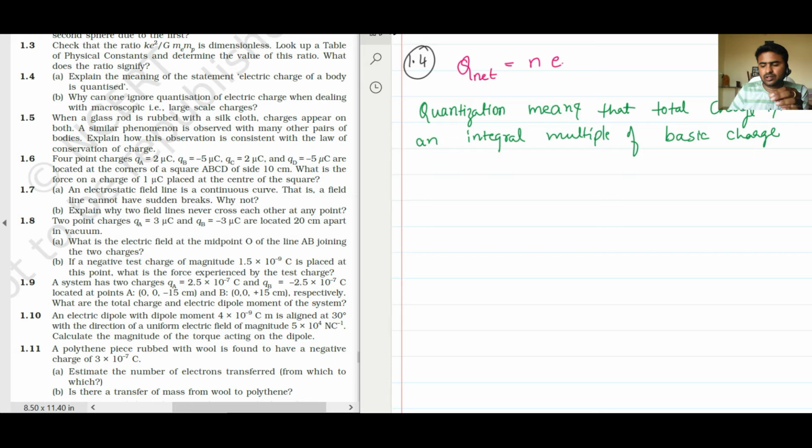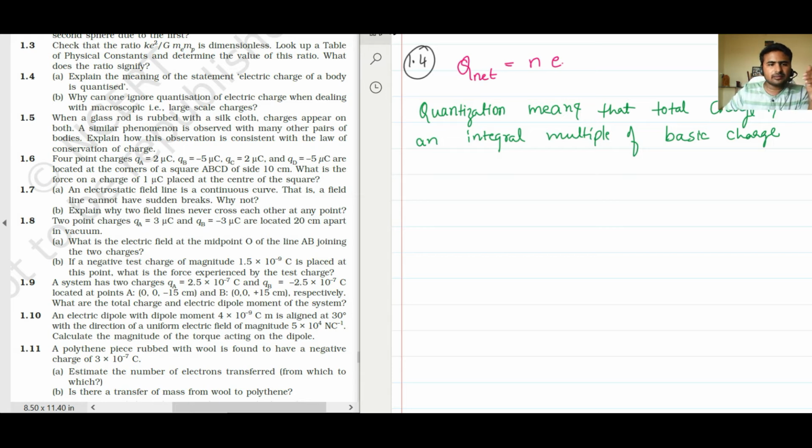See, I cannot have 1.5 times the basic charge. A charge of a body cannot be 1.5 times the basic charge, because you cannot remove 1.5 electrons. You can remove 1 electron, or 2 electrons, or 3 electrons. You cannot remove 1.5 electrons, right? Is there any meaning in that? Can you remove half an electron from it? No. Because the electron is one single particle, you can either remove it or not, you cannot remove half of the electron. So therefore the total charge of a body is always an integral multiple of basic charge. That is the meaning of quantization.